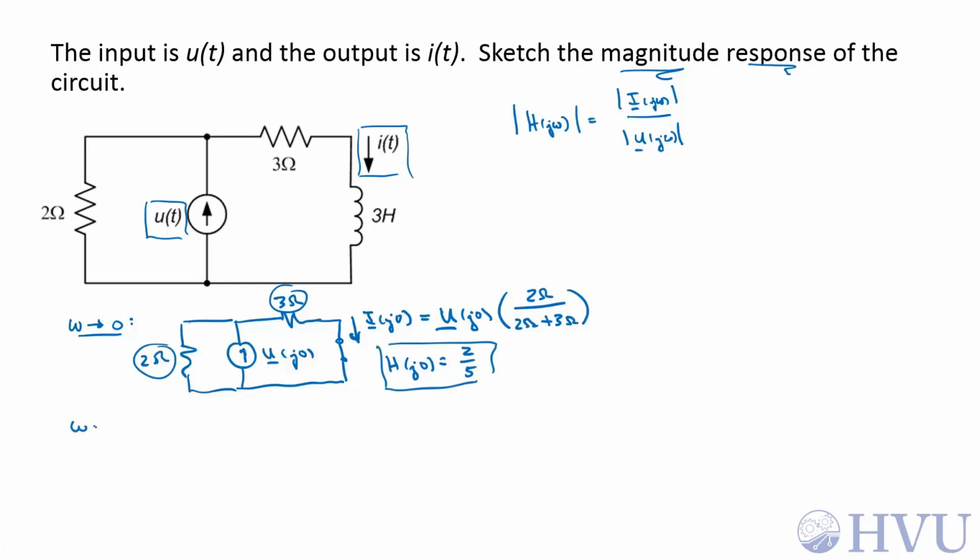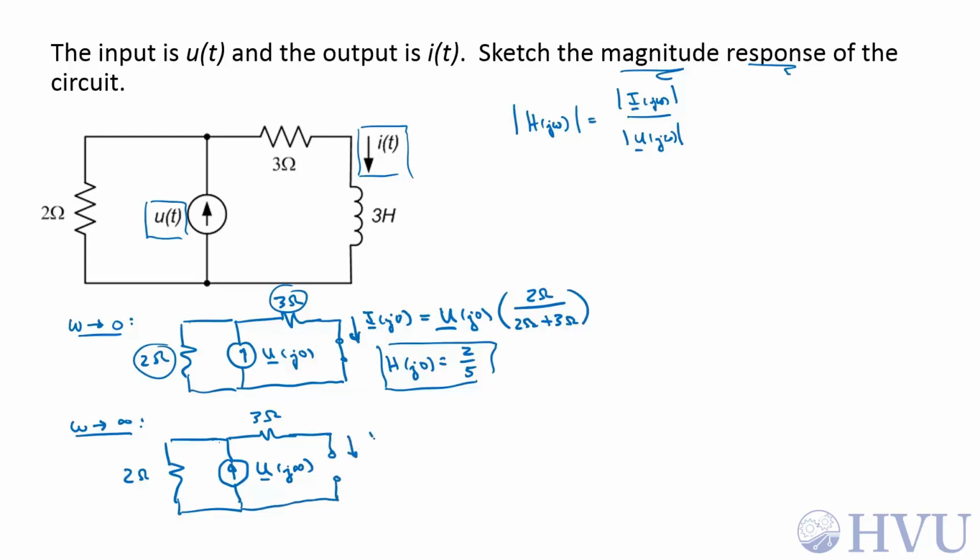At high frequencies, omega goes to infinity. We redraw the circuit. There's our 2 ohm resistance. The input becomes a current phasor U(j∞), a 3 ohm resistor, and at high frequencies the inductor looks like an open circuit. So I(j∞) is equal to 0, which means that H(j∞) is just 0.